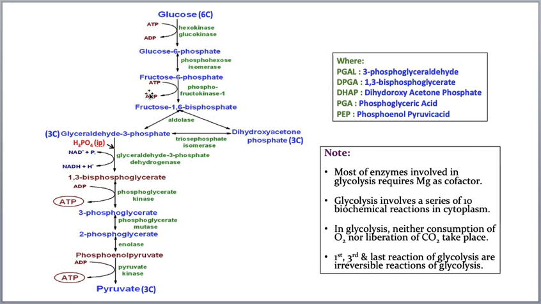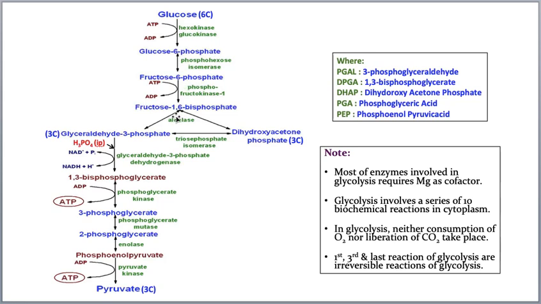Now, I'm extremely sorry students, I forgot to say that fructose 6 phosphate is converted to fructose 1,6 bisphosphate by adding one phosphate from one more ATP. It is catalyzed by the enzyme called phosphofructokinase. So the enzyme that is catalyzing this reaction is phosphofructokinase. I forgot, I'm sorry for that.